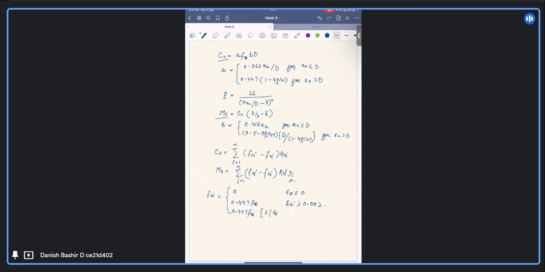2 into epsilon SI divided by 0.002 minus epsilon SI divided by 0.002 or whole square. Otherwise, okay. These are the formulas you have to remember for solving a problem. So let's solve a problem on this what we have studied.